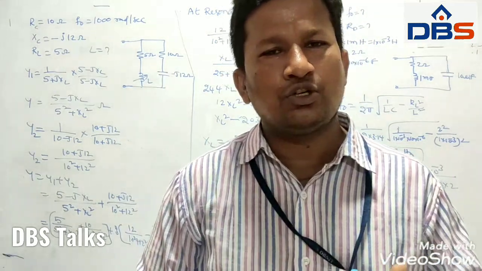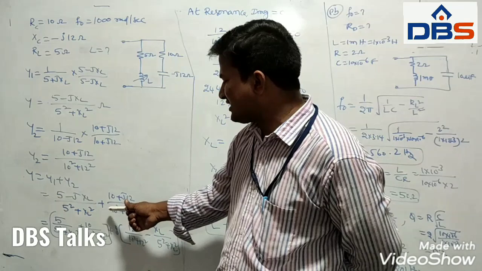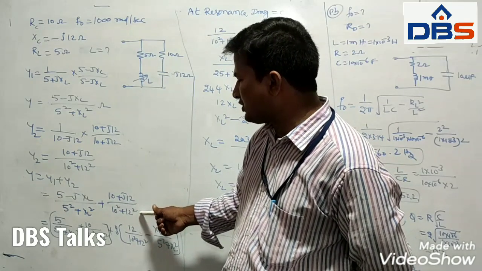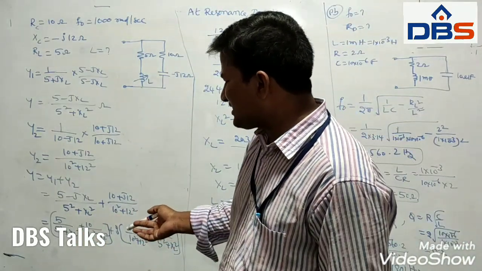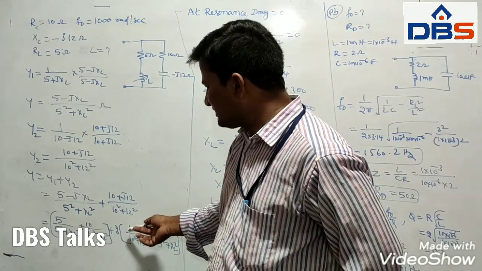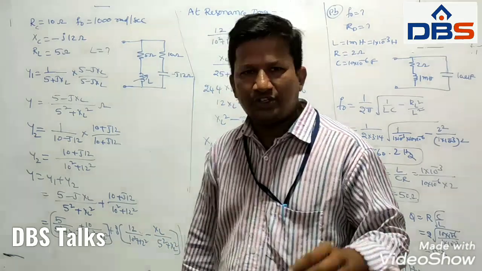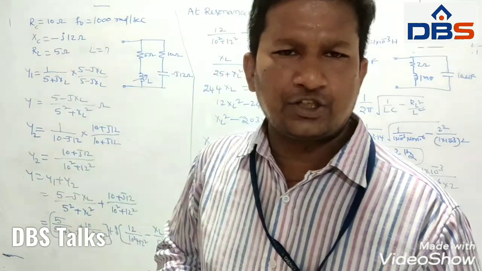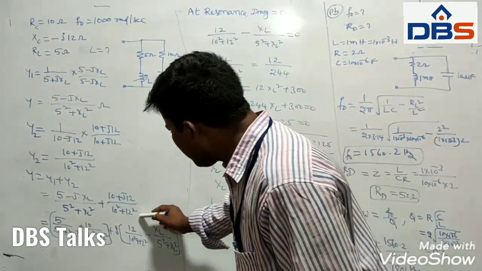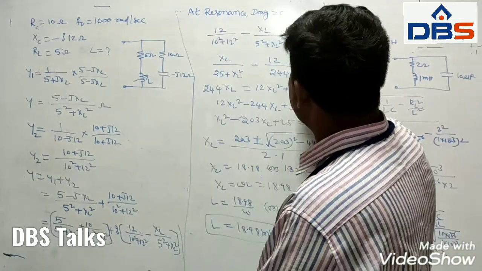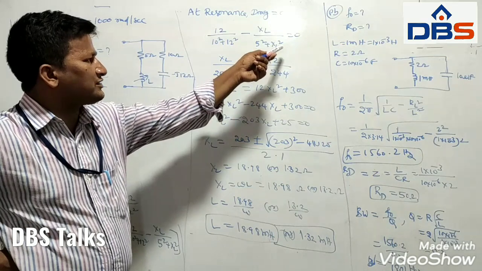Now total admittance Y is equal to branch 1 admittance plus branch 2 admittance, that is 5 minus jXL by 5 square plus XL square plus 10 plus j12 by 10 square plus 12 square. Now separate the real and imaginary parts: the real part is 5 by 5 square plus XL square plus 10 by 10 square plus 12 square, plus j times 12 by 10 square plus 12 square minus XL by 5 square plus XL square. This is the total admittance of the given parallel circuit. At resonance the circuit behaves as resistive, which means the imaginary part of this equation must be equal to 0. That is, 12 by 10 square plus 12 square minus XL by 5 square plus XL square equals 0.